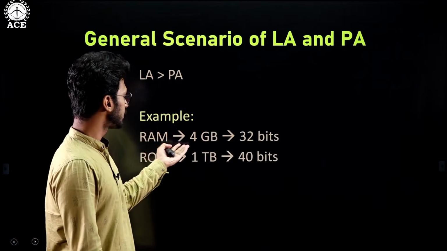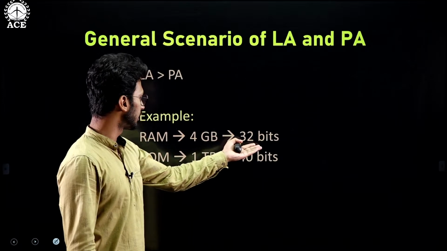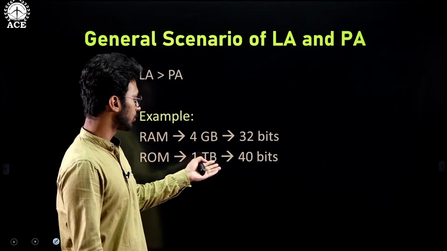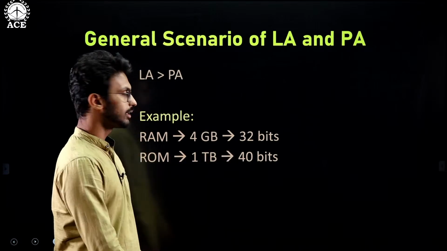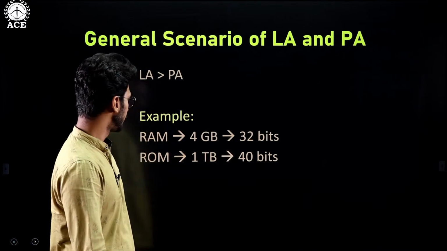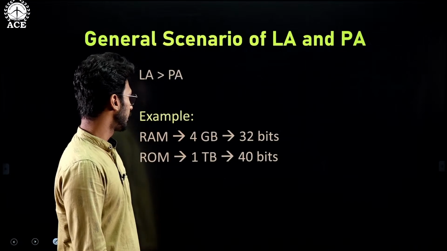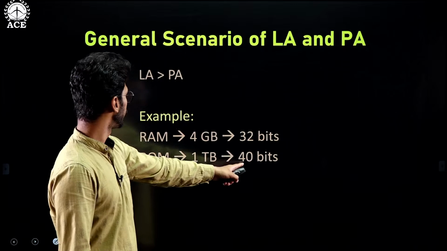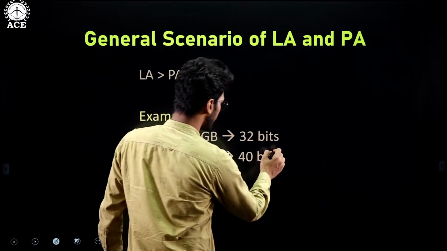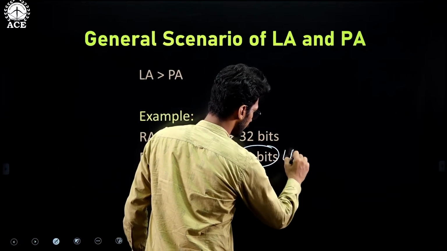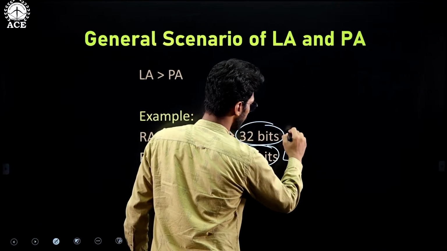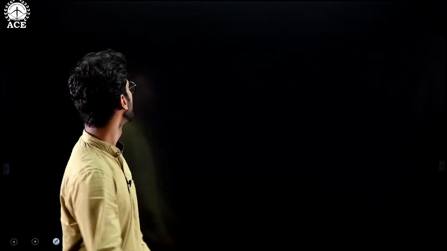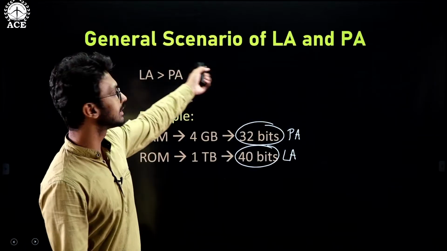Typically this is what you can see. RAM can be 4 GB, which means 32 bits will be needed to represent it. ROM can be 1 TB, so 40 bits will be needed to represent all the words of that ROM. So 32 is less than 40. This will be the logical address and this will be the physical address. Obviously physical address will be less than logical address. Most of the time this is what happens, that is why I mentioned the title general scenario.